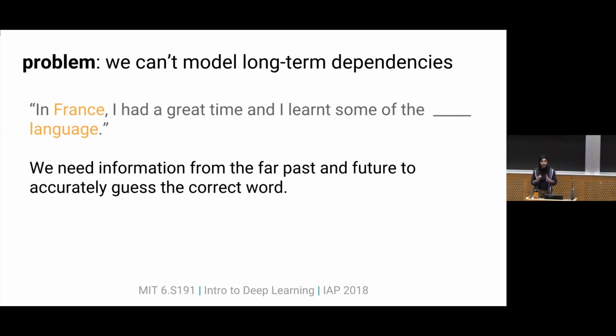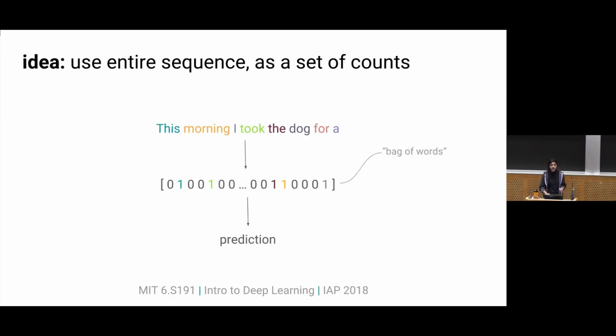So we don't want to limit ourselves so much. We want to ideally use all of the information that we have in the sequence. But we also need a fixed length vector. So one way we could do this is by using the entire sequence, but representing it as a set of counts. In language, this representation is also known as a bag of words.